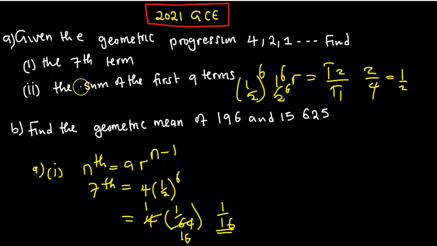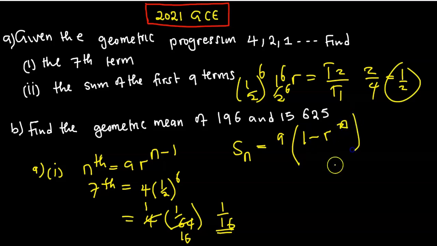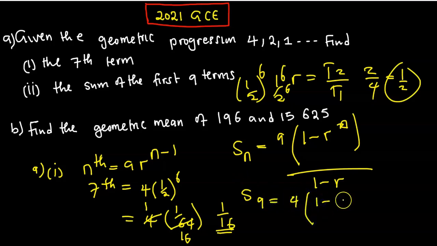Okay, then now the second one, the sum of the first 9 terms. Sum of the first what? 9 terms. So the sum of the nth term. Our r is less than 1, so we are going to use this form: a(1 minus r^n), divided by 1 minus r. So what is our first term? Here we are finding the 9th term. The sum of the 9th term is equal to the first term, 4, times 1 minus, what is the common ratio? 1 over 2, then to the power what? To the power 9, divided by 1 minus 1 over 2.